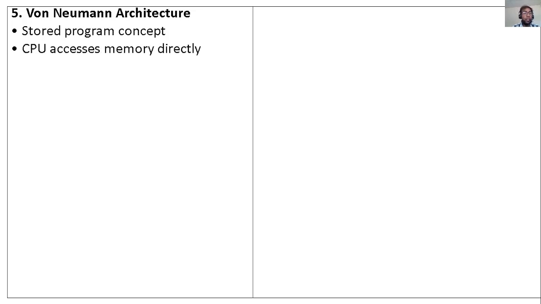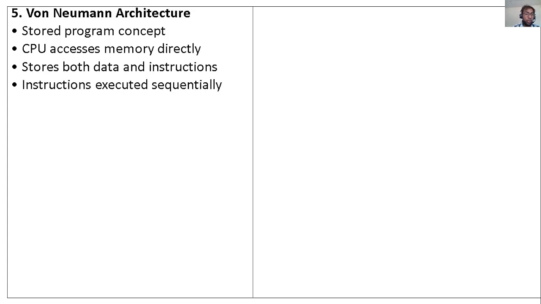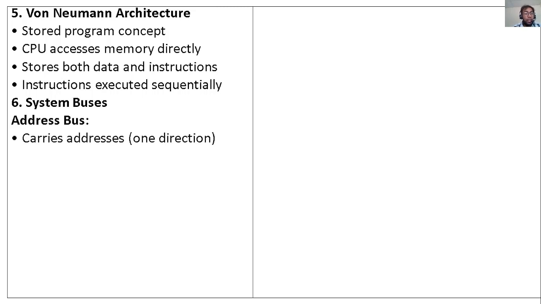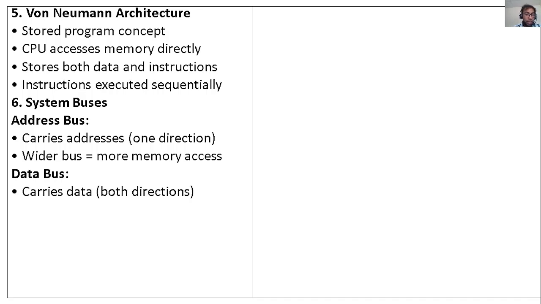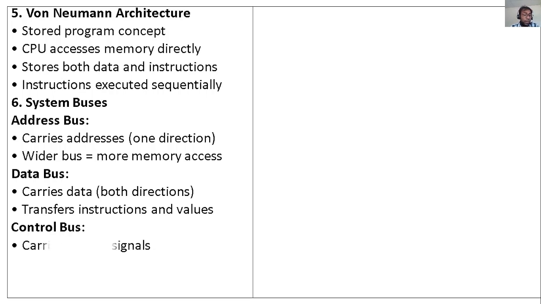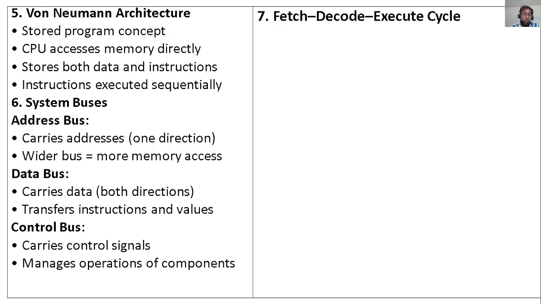Let's see how the von Neumann architecture works. This is the computer architecture that is used in modern computers. The von Neumann architecture uses the stored program concept. The CPU accesses memory directly, like RAM, which stores both data and instructions. Instructions are executed sequentially because the system clock works in a way that instructions are executed in a sequence. Then there are system buses. The address bus carries the addresses, and a wider bus carries more memory addresses. Then there is a data bus, which carries data in both directions, transferring instructions and values. And then there is a control bus, which carries signals and manages operations of the components.